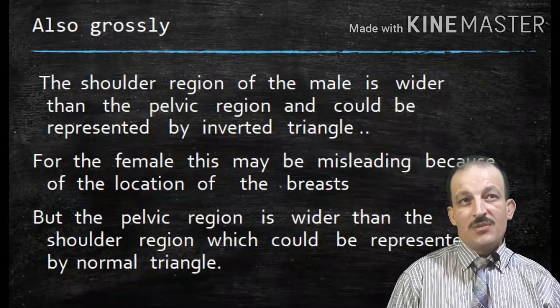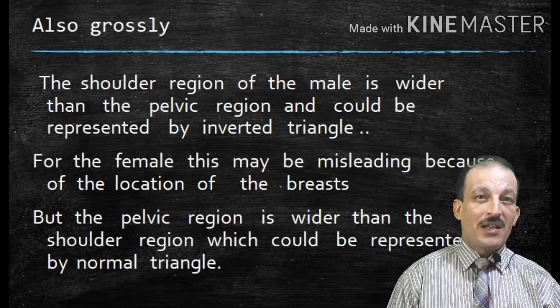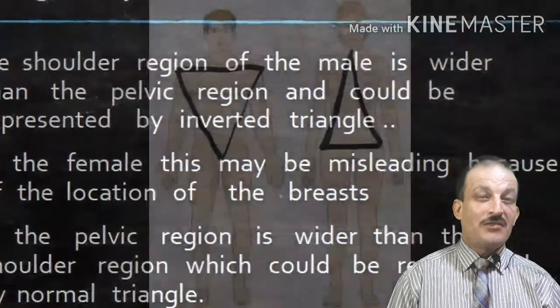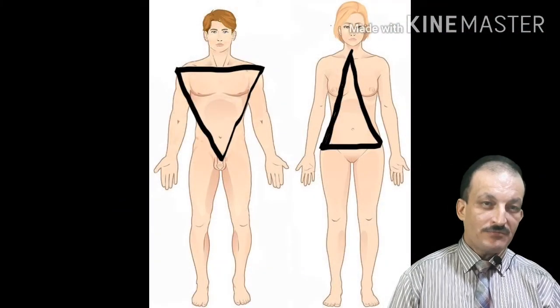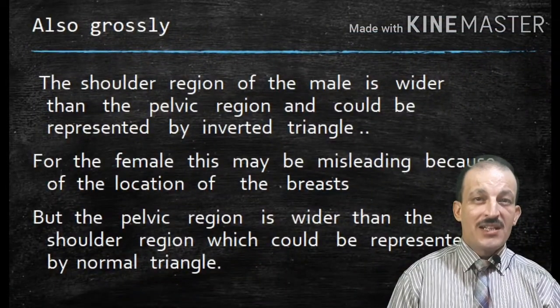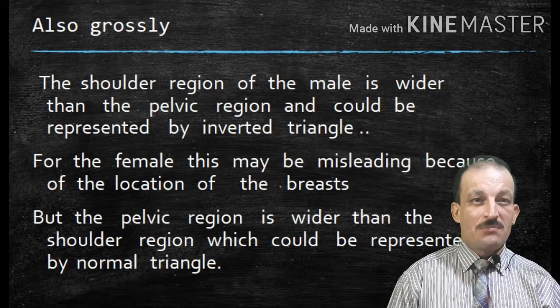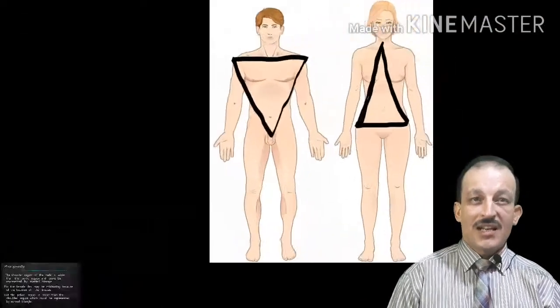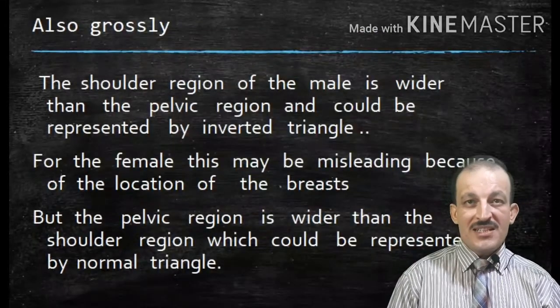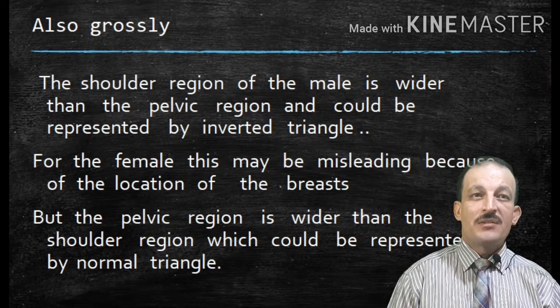Also, grossly, we could notice that the shoulder region of the male is wider than the pelvic region and could be represented by an inverted triangle. This is on the contrary to the female. The pelvic region is wider than the shoulder region, which could be represented by a normal triangle. Also, this may be misleading for the female due to the presence of breasts.